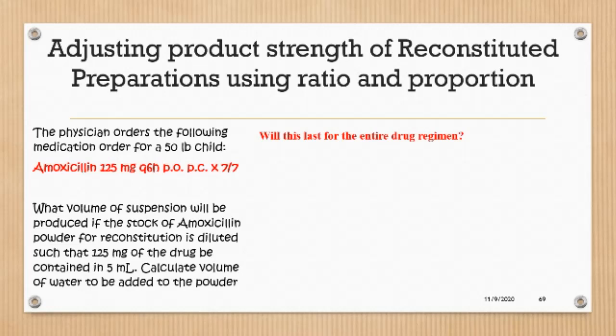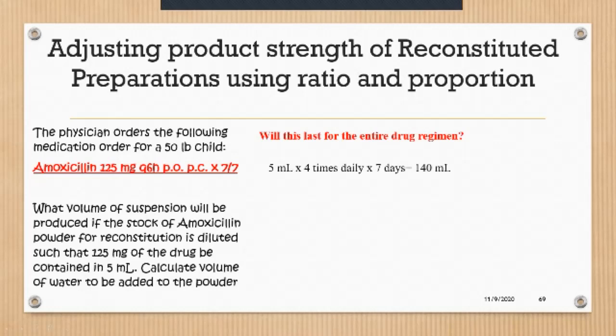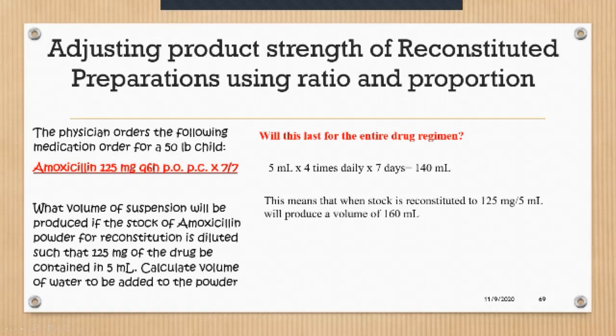Absolutely, right? Another quick way of doing it is to just calculate in terms of volume. 5 mils is to be given, because 125 milligrams would be 5 mils, times 4 times a day times 7 days, which is 140 mils. So this indicates that your diluted suspension will cover the drug regimen for this particular patient. All right.